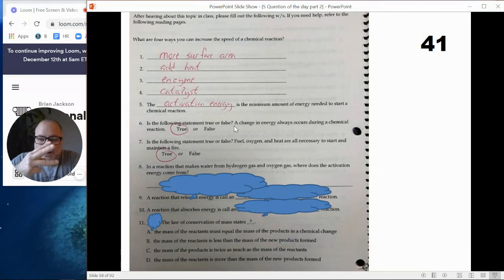Let's see for this one. 3 things that you need to start a fire. Again, we talked about this one too, right? You need fuel and oxygen, but you also need a certain amount of heat to get that fire going and keep it going.